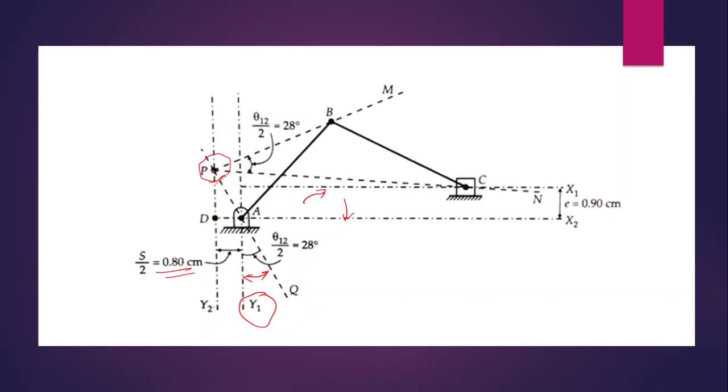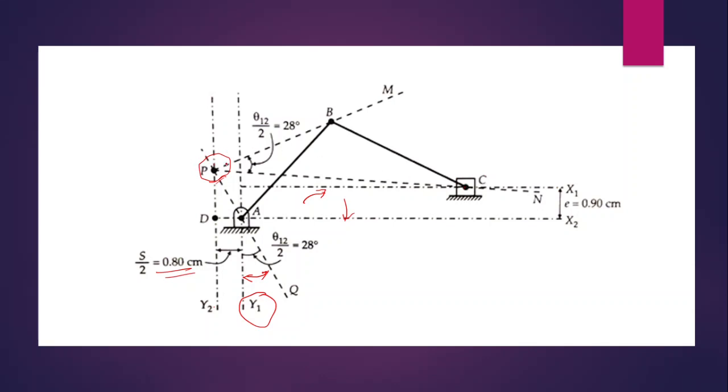Then in the next step we can draw any line PN, and that line will intersect with x1 at point C. We can select this PN arbitrarily, because when we select this PN at a different position, we will get different positions of point C. Then we can locate this point C, which is the intersecting point of line PN and the horizontal line X1.